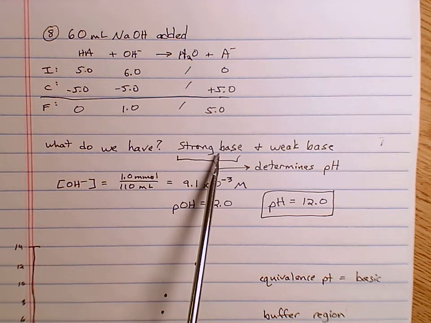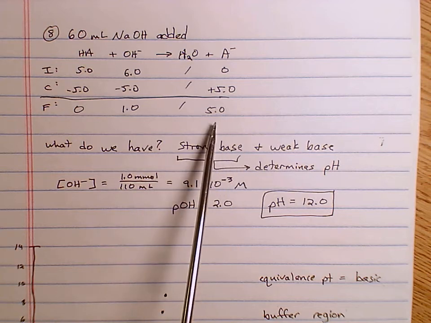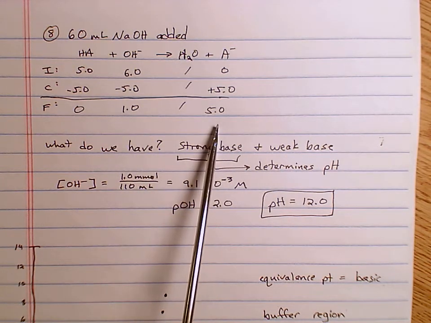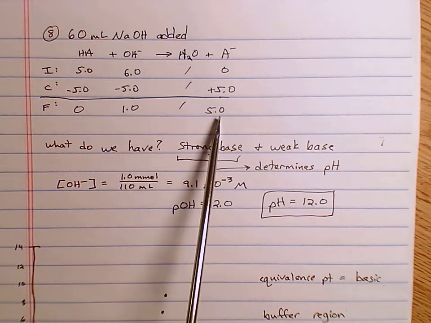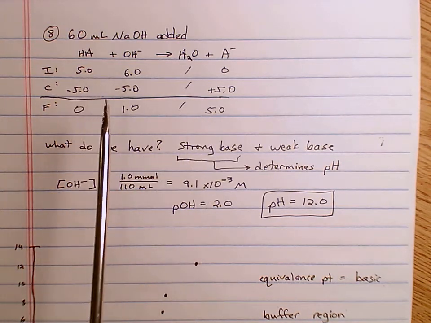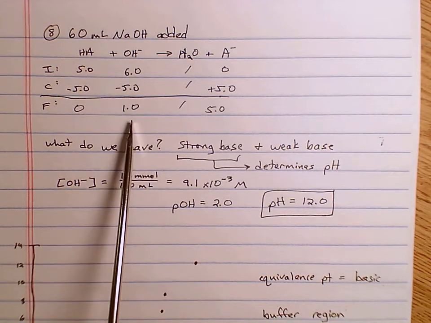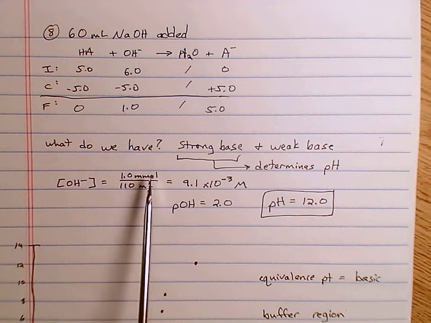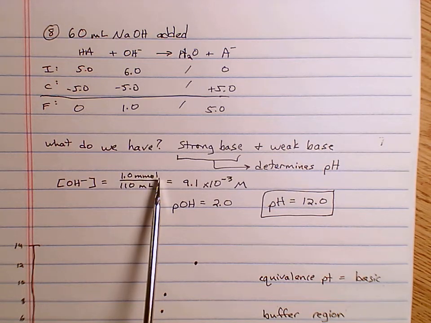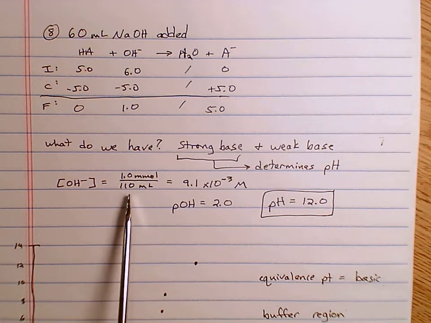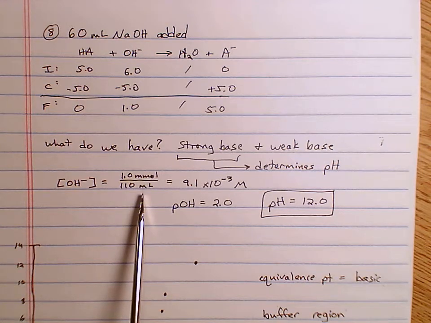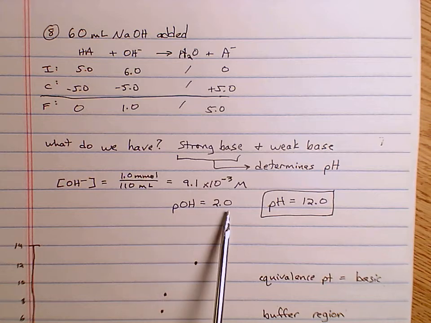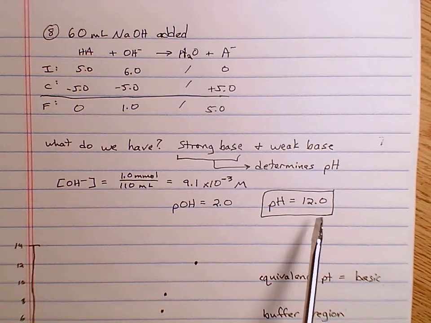So we've got a strong base, our OH minus, and we've got a weak base. How do we determine the pH? Recall from buffer solution, anytime you have a strong base and a weak base mixed together, it's the strong base that determines the pH. So our concentration of OH minus is going to be 1 millimole divided by 110 milliliters, our new volume. So that's 9.1 times 10 to the minus third molar. pOH is 2.0. pH is 12.0.